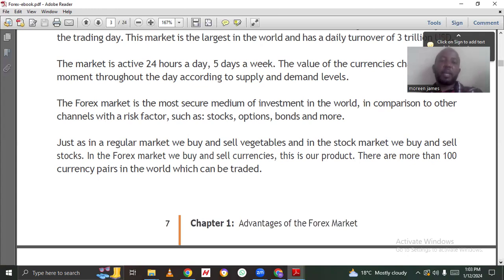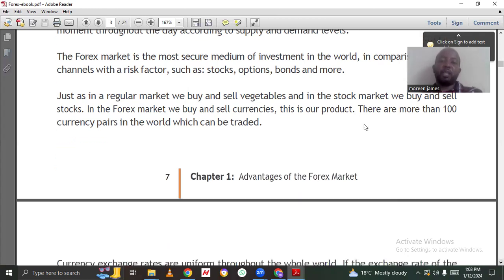In a regular market, we buy and sell vegetables, and in the stock market, we buy and sell stocks. So now in the Forex market, we are doing what? We are buying and selling currencies. This is our product. I need you to understand the major product we have in this business is the currency. There are more than 100 currency pairs in the world which can be traded.